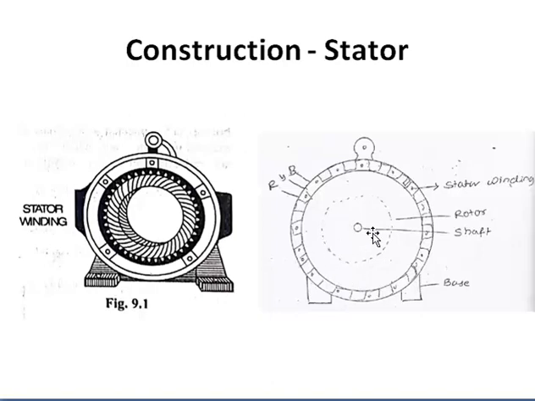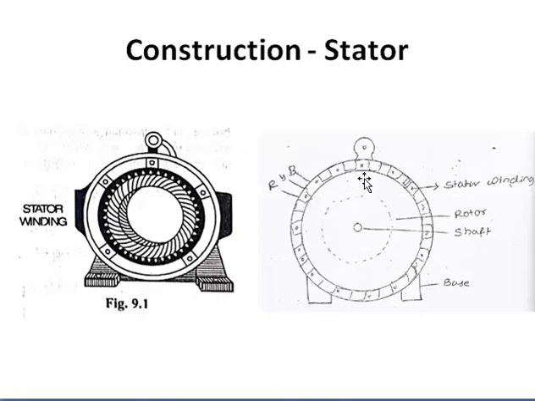This can be explained by Lenz's law also. What is Lenz's law? Lenz's law states that whatever the cause that is producing it, it will try to oppose that cause. And what is the cause that is making the rotor rotate? The rotating magnetic field is the source or the cause which is making the rotor rotate. So it will start opposing that cause.